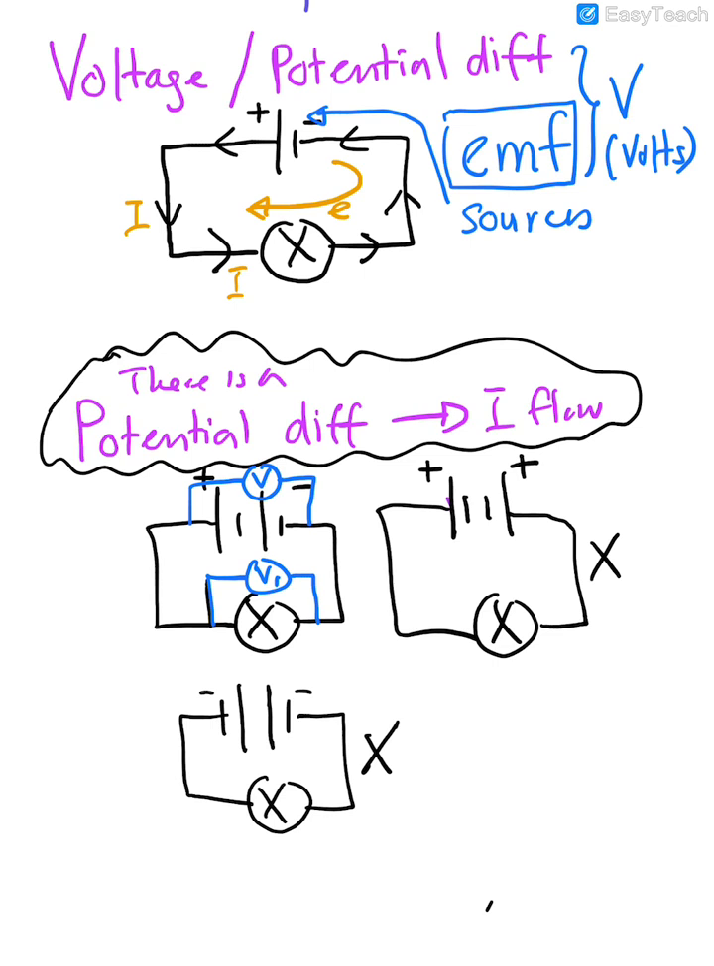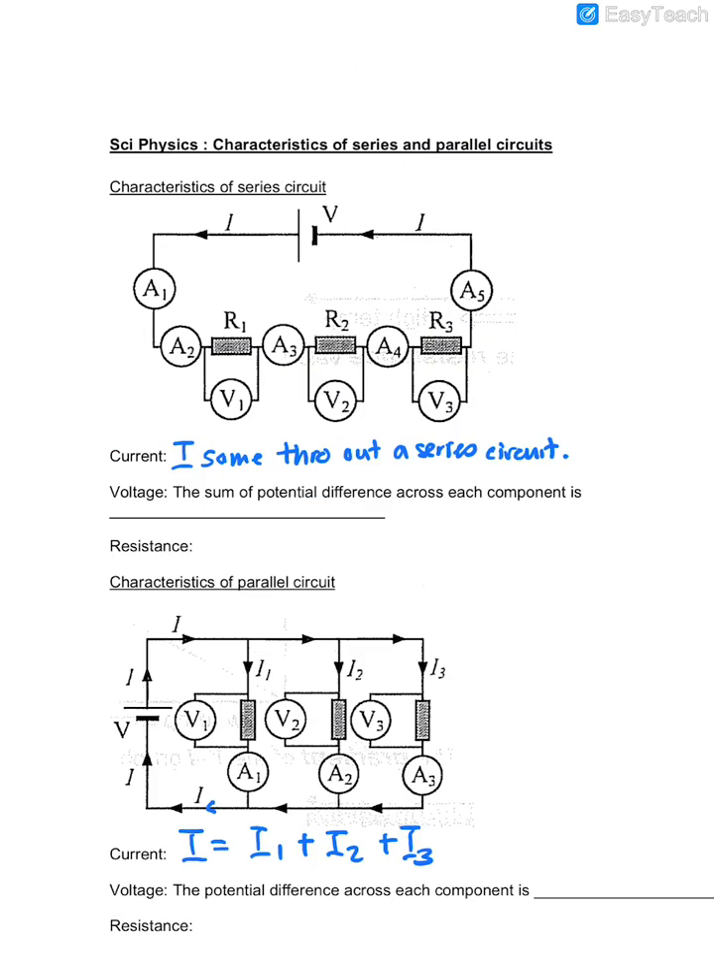We say the EMF of the battery is, for example, 5 volts, 10 volts. We cannot say, what's the EMF of the light bulb or the resistor? In this case, we use the correct term: what is the voltage of this battery? What is the potential difference of the battery? So EMF has to do with the sources, but they all share the same units, which is volts. I hope you understand a bit more on voltage and potential difference.